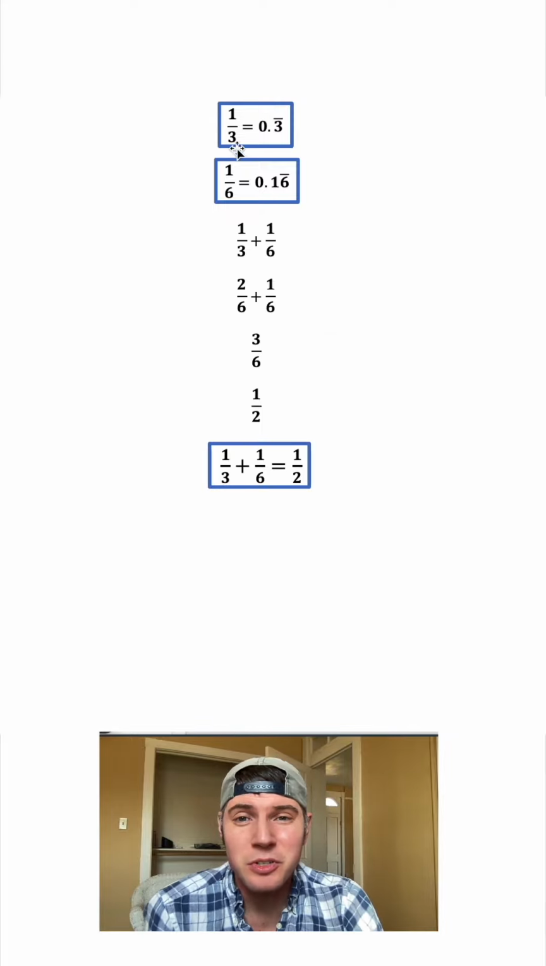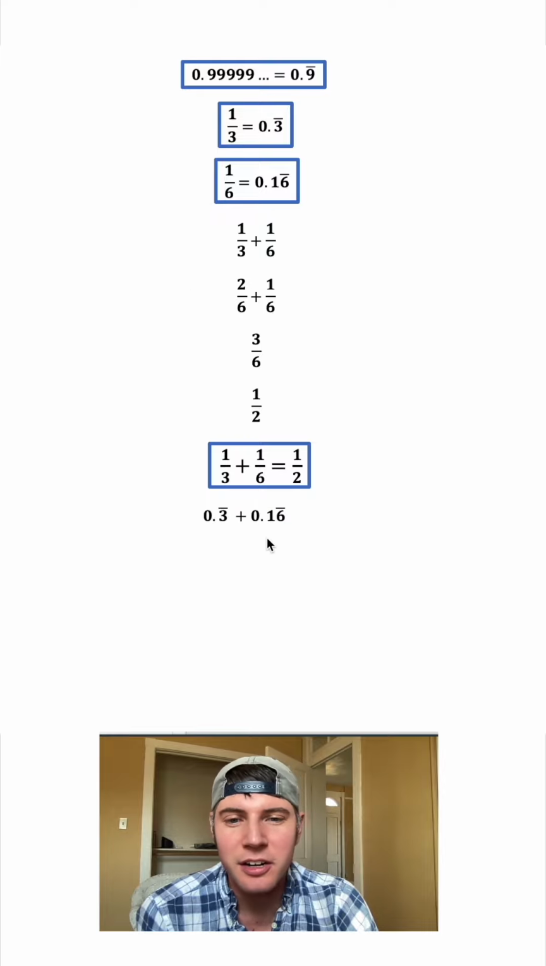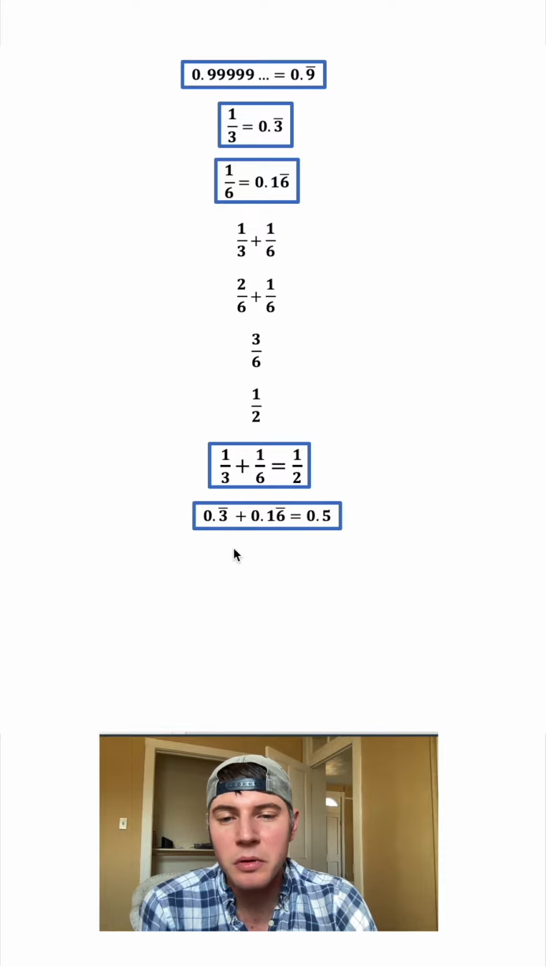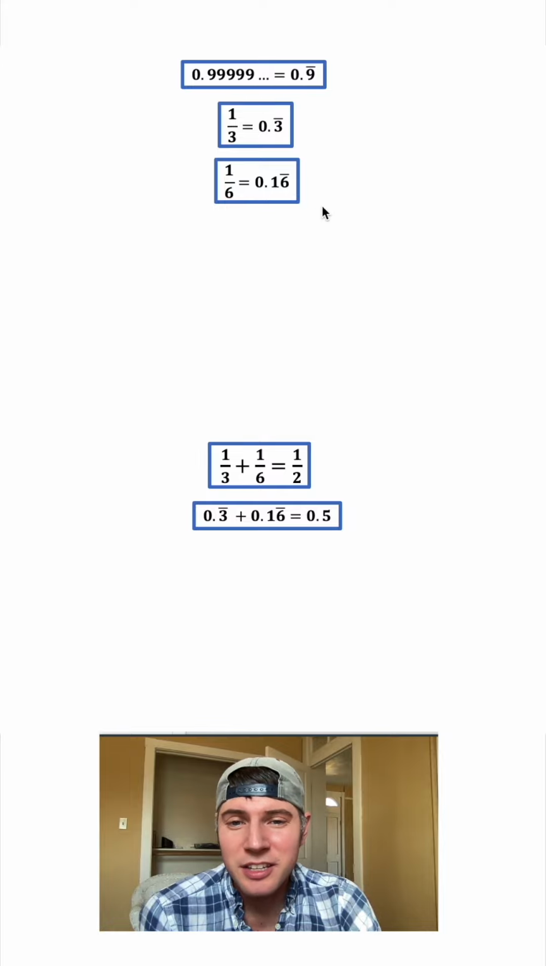Now we can use some substitution. We know that 1/3 is equal to 0.3 repeating, so we can rewrite that down here. We know that 1/6 is equal to 0.16 repeating, so that can go right here. And then 1/2 is the same thing as 0.5. So this is an accurate statement. 0.3 repeating plus 0.16 repeating is equal to 1/2 by substitution. So we can clean this stuff up, bring it up.